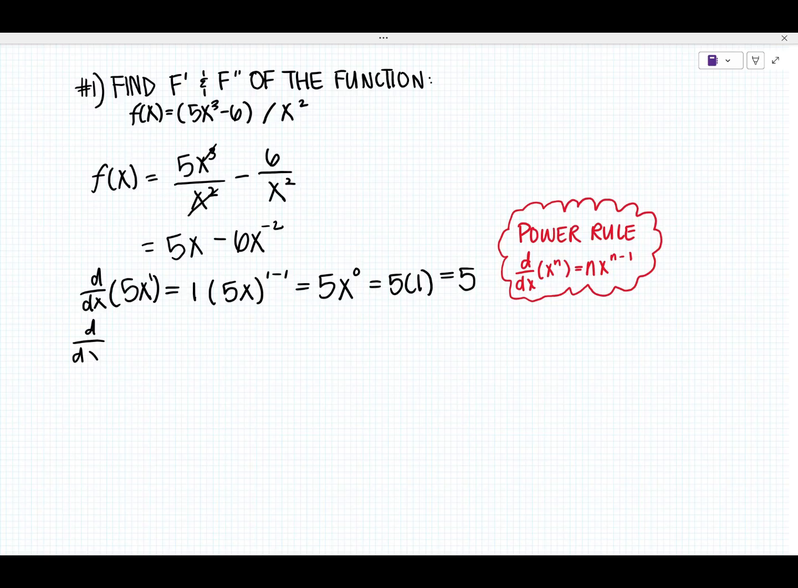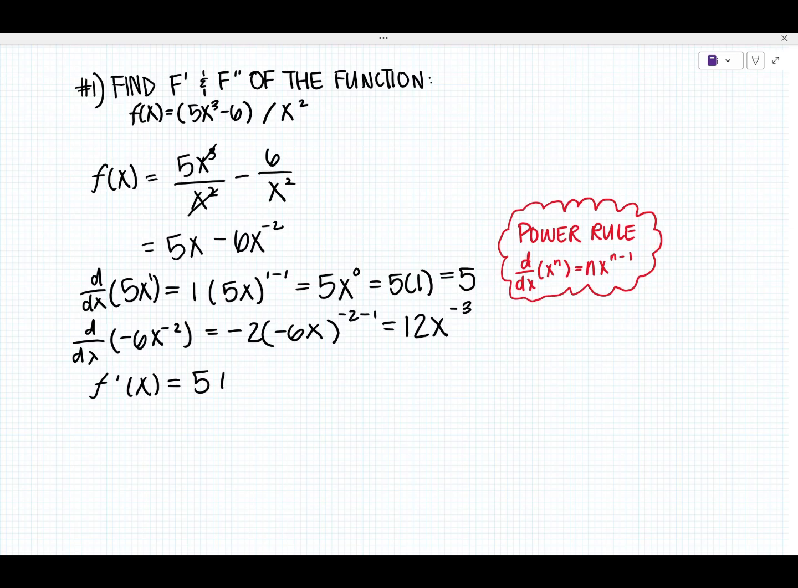Now we're going to find the derivative of the second term, which is negative 6x to the power of negative 2. We're going to have negative 2 times negative 6x to the power of negative 2 minus 1. Negative 2 times negative 6 is positive 12x, and then we have negative 2 minus 1, which is negative 3. So if we put that together, we're going to have f prime of x equals 5 plus 12x to the power of negative 3, which is going to be our answer.